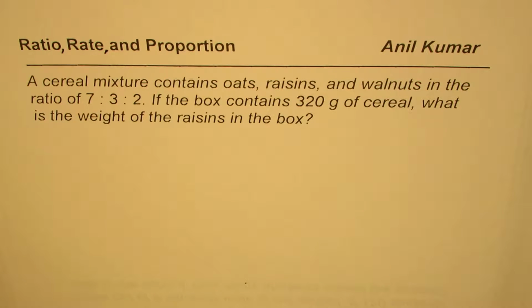A cereal mixture contains oats, raisins, and walnuts in the ratio of 7:3:2. If the box contains 320 grams of cereal, what is the weight of raisins in the box?